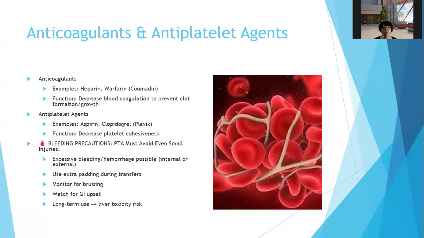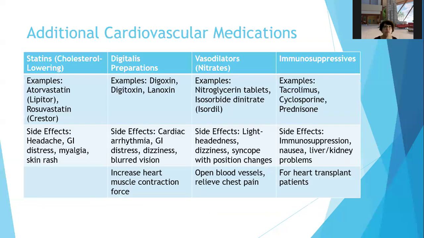GI upset could be a side effect of anticoagulants and antiplatelets, and there's a risk for liver toxicity with long-term use. You're not going to see the signs of that right away, but the bleeding precautions, that's the major precaution for anticoagulants and antiplatelets.